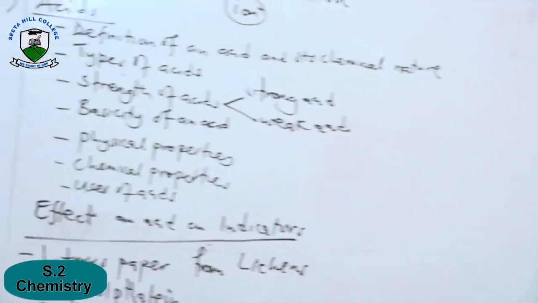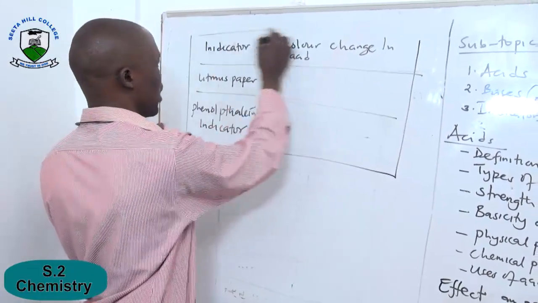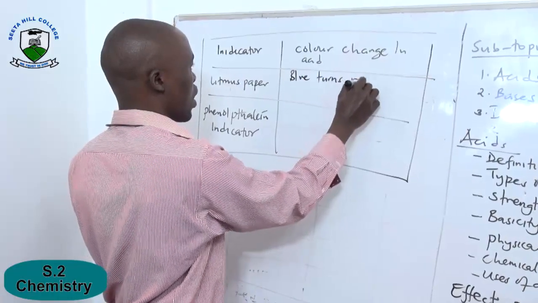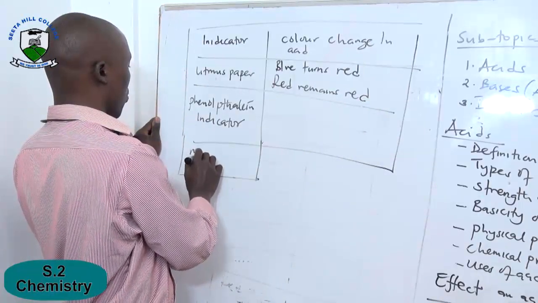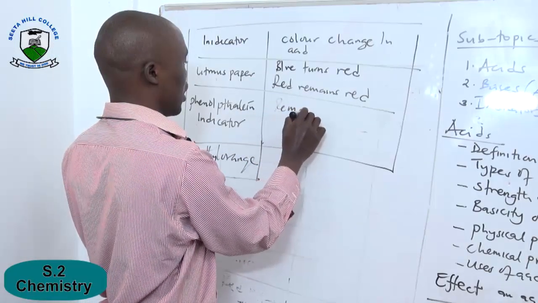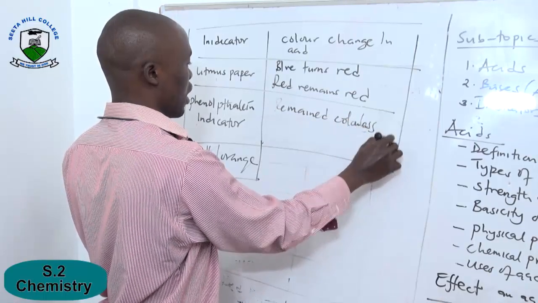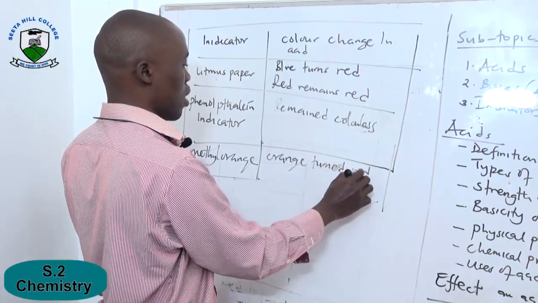What is the original color of methyl orange, and what is the color change here? It's changing to red. The original color of methyl orange was orange, and when you added lemon juice, it turned to red. Now let us come back here. What happens when you put litmus paper in an acid? Blue turns to red, and red remains red. Then phenolphthalein indicator, what happened? No color change. It remained colorless because it's already colorless. Then methyl orange, orange turned red.